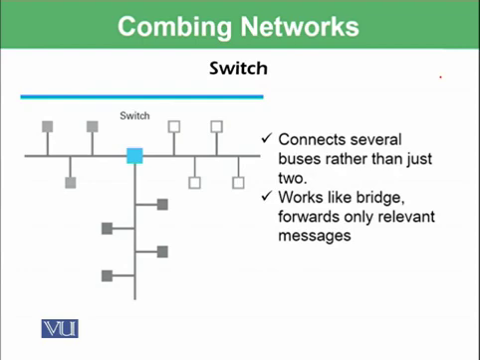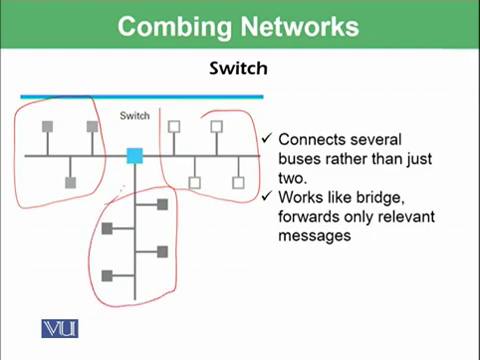And then there is a switch. That connects several buses rather than just two. So we have one network here, that is a bus, another bus is here, and another bus is here. Here we can use a switch that works like a bridge and forwards only relevant messages. And it doesn't work like repeaters. So a message sent from here, if that is relevant for this network, will be forwarded to this one. Otherwise, this message will remain here if it is only for this network.